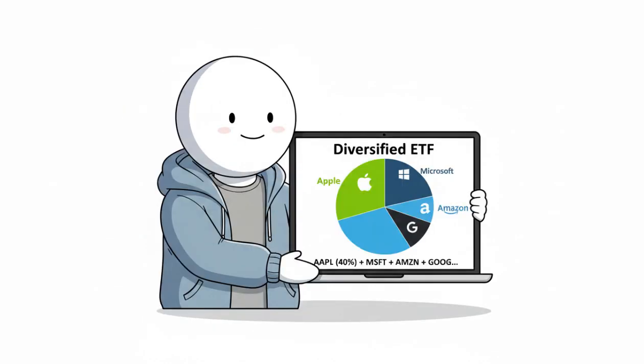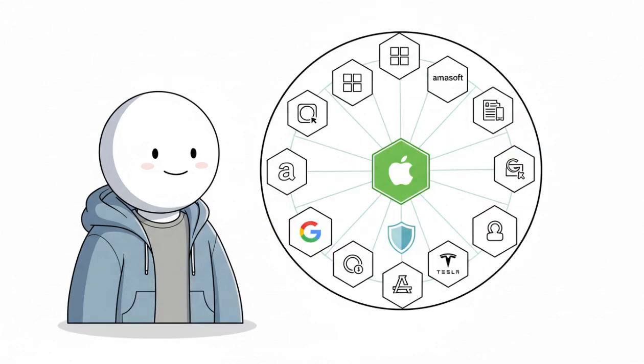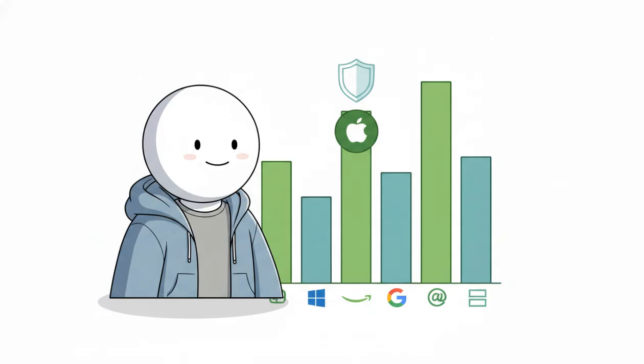If you prefer diversification instead of buying Apple directly, you can invest through ETFs that hold Apple as a major position. For example, the Vanguard S&P 500 ETF, VOO, managed by Vanguard, or the iShares Core S&P 500 ETF, IVV, managed by iShares, both include Apple among their top holdings. By buying these ETFs, you indirectly invest in Apple along with hundreds of other large companies, reducing single stock risk.